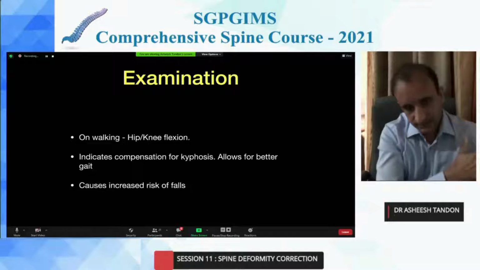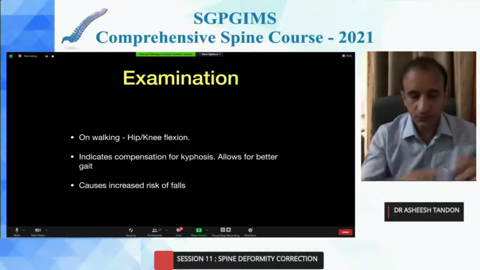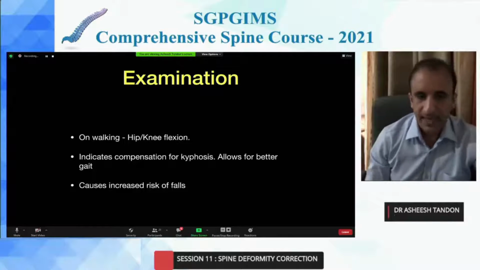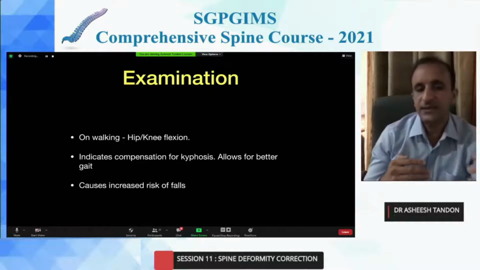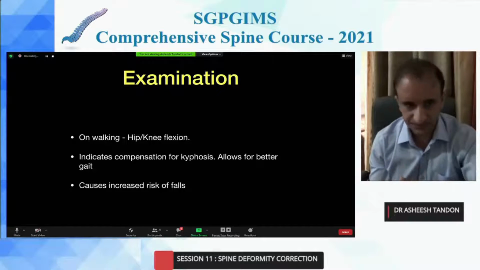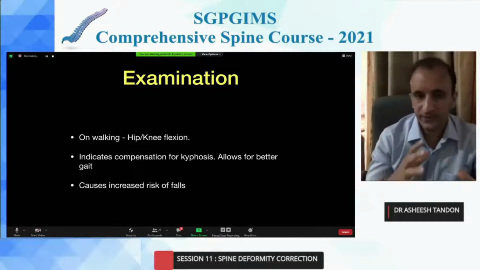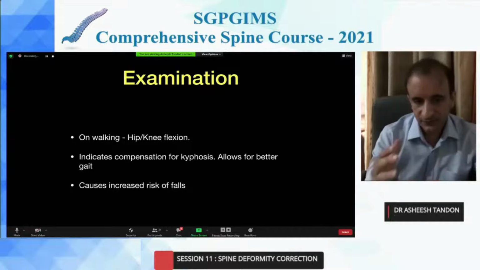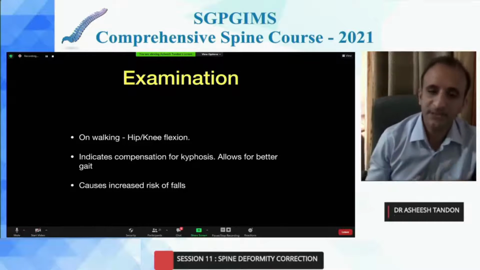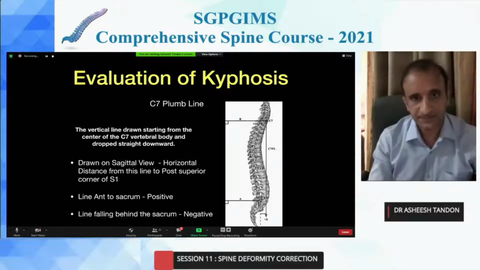Thereafter, you examine the patient walking, look for the hip and knee flexion when the patient is walking, and this would indicate the compensation that the patient is trying to do for hyperkyphosis. As we all know, when we are managing kyphosis, one of the very important factors is falls, and the patient is trying to compensate by flexing to prevent falls.